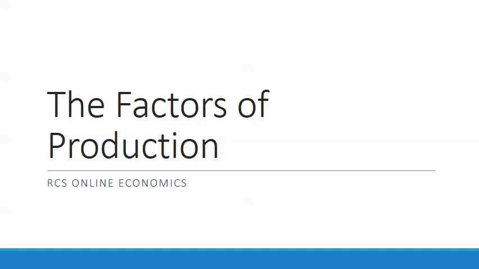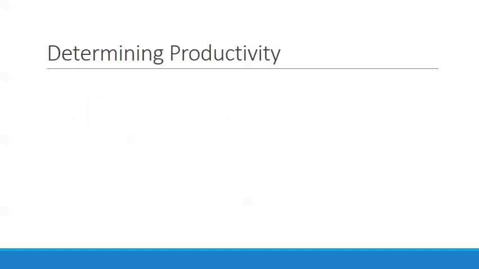In this lesson, we're going to look at the factors of production. A lot of times now, so far, we've been referring to resources, and more specifically when we do that, we're really talking about these factors of production. So the first thing we want to talk about is determining productivity.